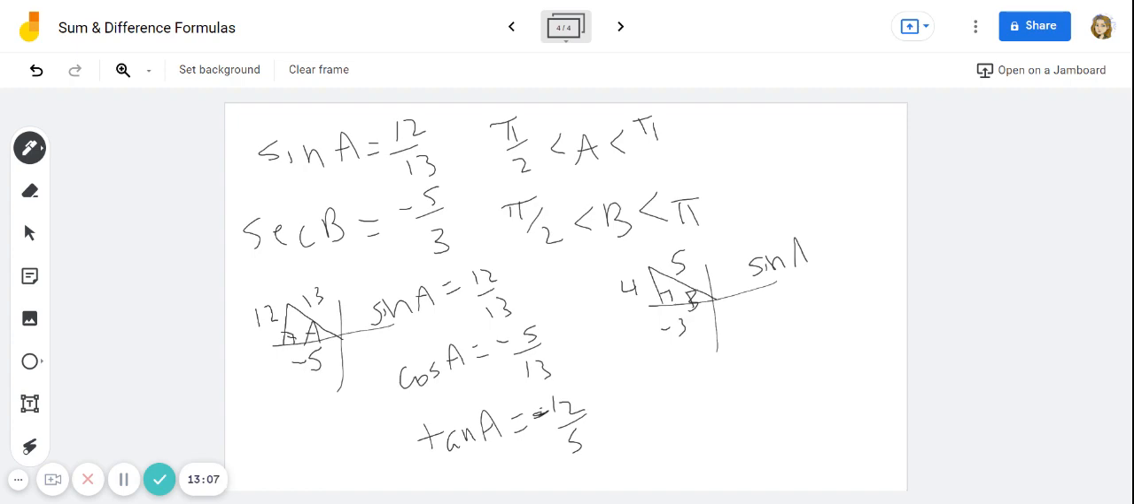Now we can write out our values. Oops, not A. Sine of B, opposite over hypotenuse, would be 4 over 5. Cosine of B, we already said, was negative 3 over 5. And tangent of B would be opposite over adjacent, 4 over negative 3, or negative 4/3. Okay, now we have all the information we need to be able to plug into our sum and difference formulas. That's the whole reason for drawing those pictures and getting these values, so that we can plug into those.